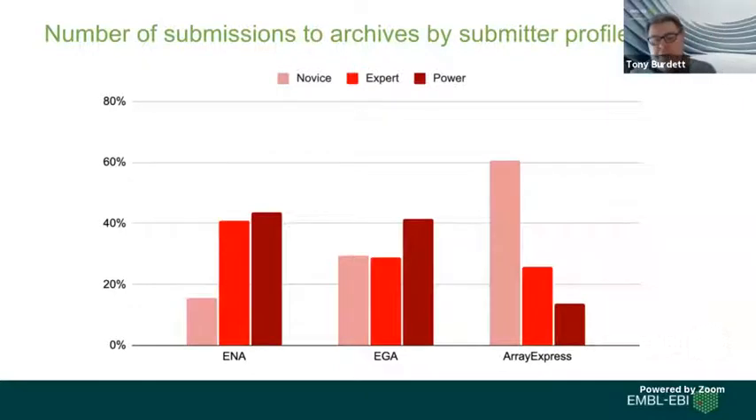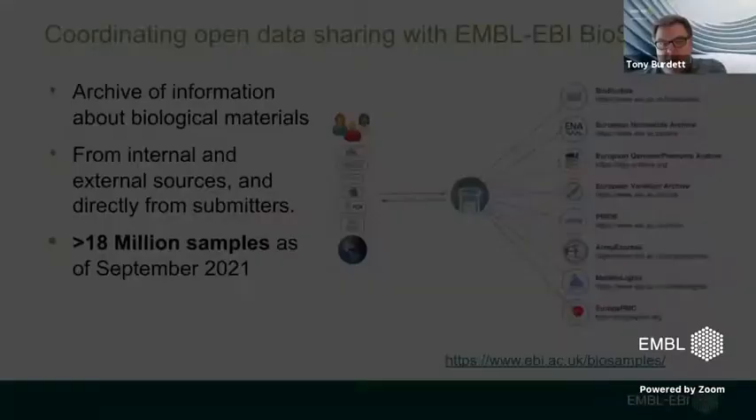And just to build on that, you can see these trends are echoed across the different archives. So here I've cited ENA, EGA, and Array Express. ENA is even more skewed towards power submitters. Most of the data in ENA is streamed through from direct sequencing centers.